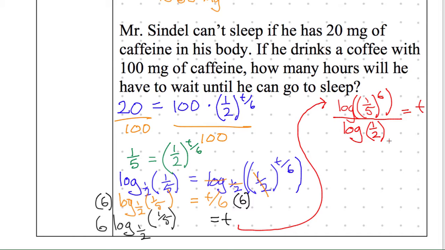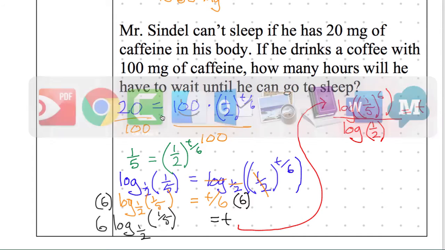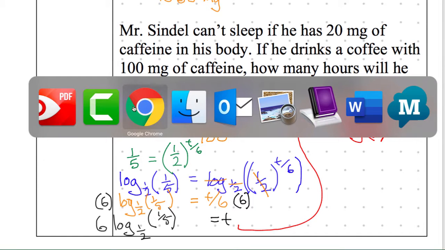The reason that I have to rewrite it is because a lot of calculators cannot handle log base 1/2. I know a lot of us have that ability on our calculators, but that's not all of us. I really want you to understand that logs with bases other than e and 10 are hard. You have to rewrite with a change of base formula.